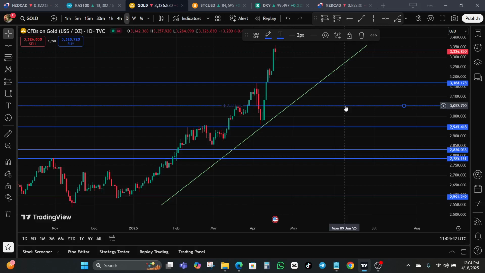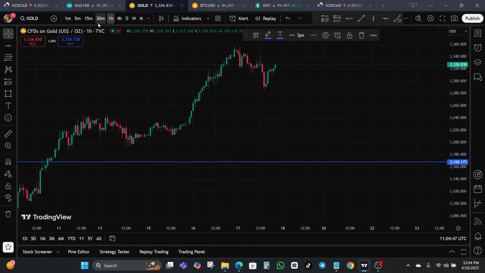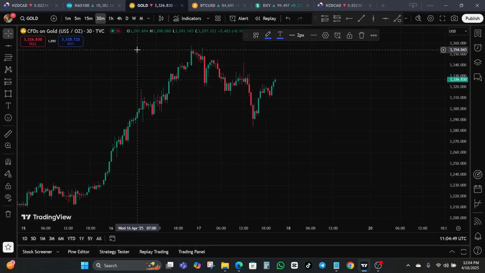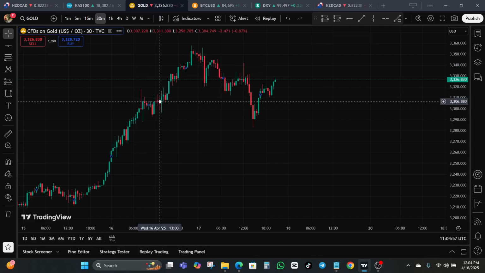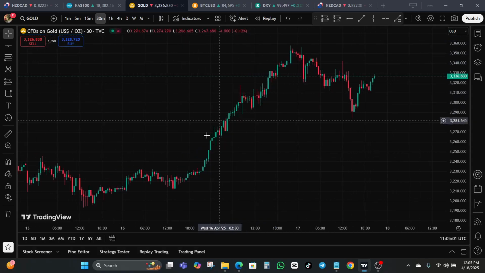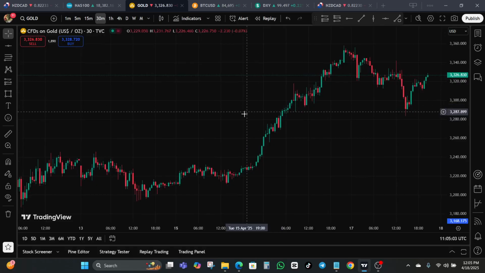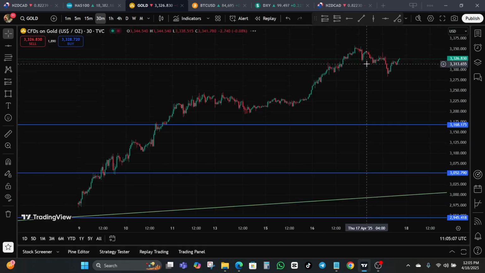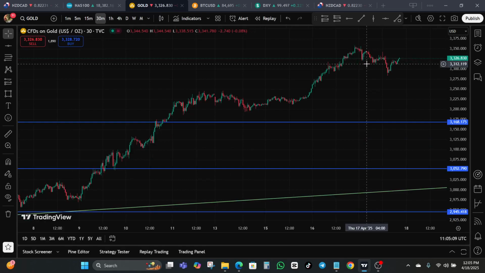Next, we move down to the 1 hour or even the 30-minute chart. This is where we refine the entry. So you look for price pulling back into key zones. This could be previous broken levels, Fibonacci retracements, or stronger order blocks. Patience is key. You are waiting for price to come to you.